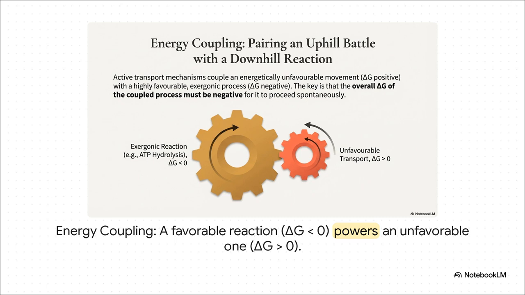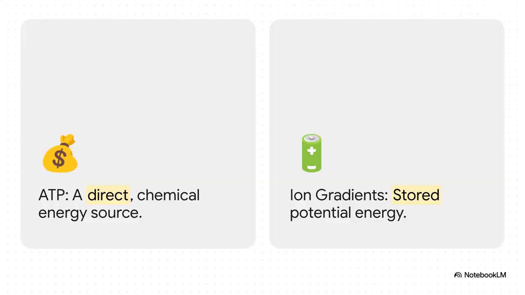As long as the energy you get from the gold gear spinning is more than the cost of turning the red one, the whole system just goes. The total delta G becomes negative. The impossible becomes possible. So what are these powerful gold gear reactions? Well, the cell basically runs on two main forms of currency. First, there's ATP, which is like carrying cash for direct, immediate payments. And then there are ion gradients, which are more like a rechargeable battery, storing up massive amounts of potential energy.